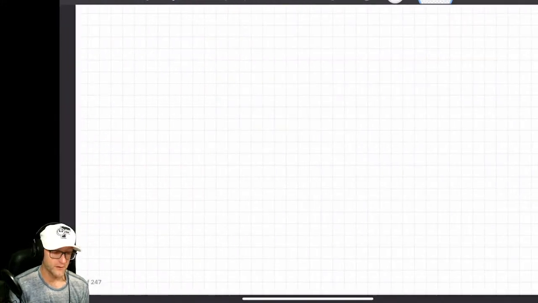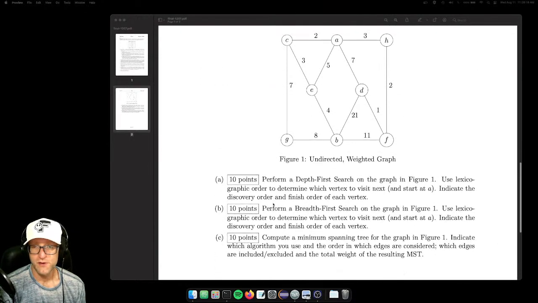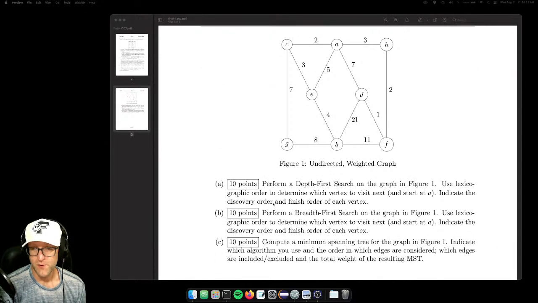Still no questions. All right. So this last series of questions is simply, given this graph here, perform a depth first search on the graph. Use lexicographic order to determine which vertex is next. Indicate the discovery order and finish order of each vertex. Perform a breadth first search on the graph in Figure 1. Use lexicographic order to determine which vertex to visit next. Indicate the discovery order, finishing order. Then finally do a minimum spanning tree. Indicate which algorithm you're going to use and the order in which the edges were considered, which edges are included, excluded, and the total weight of the resulting minimum spanning tree.